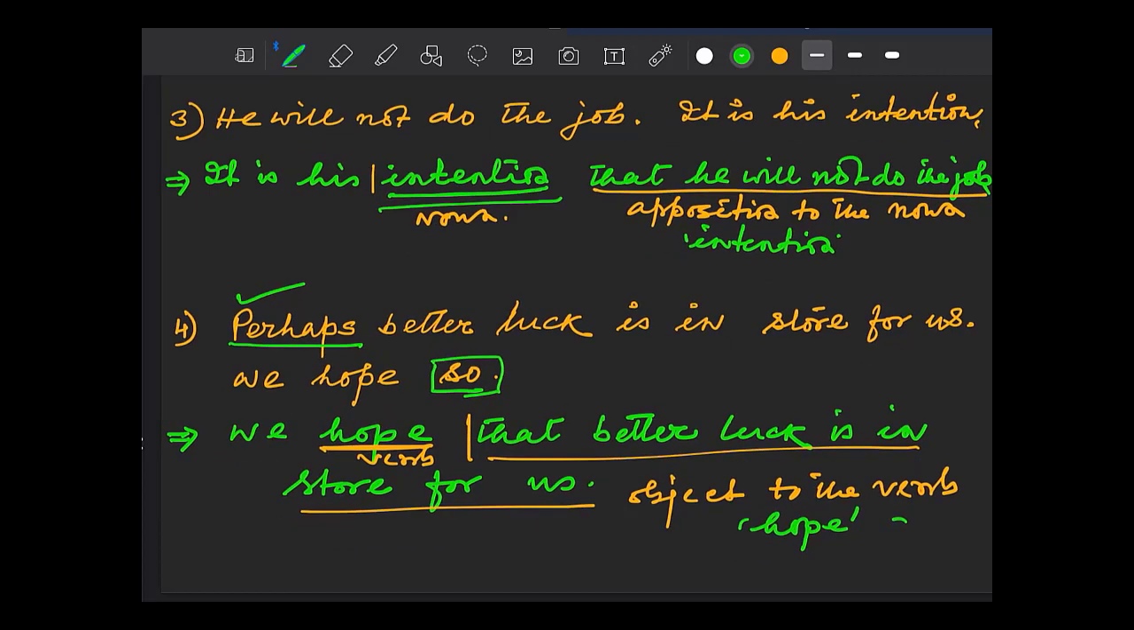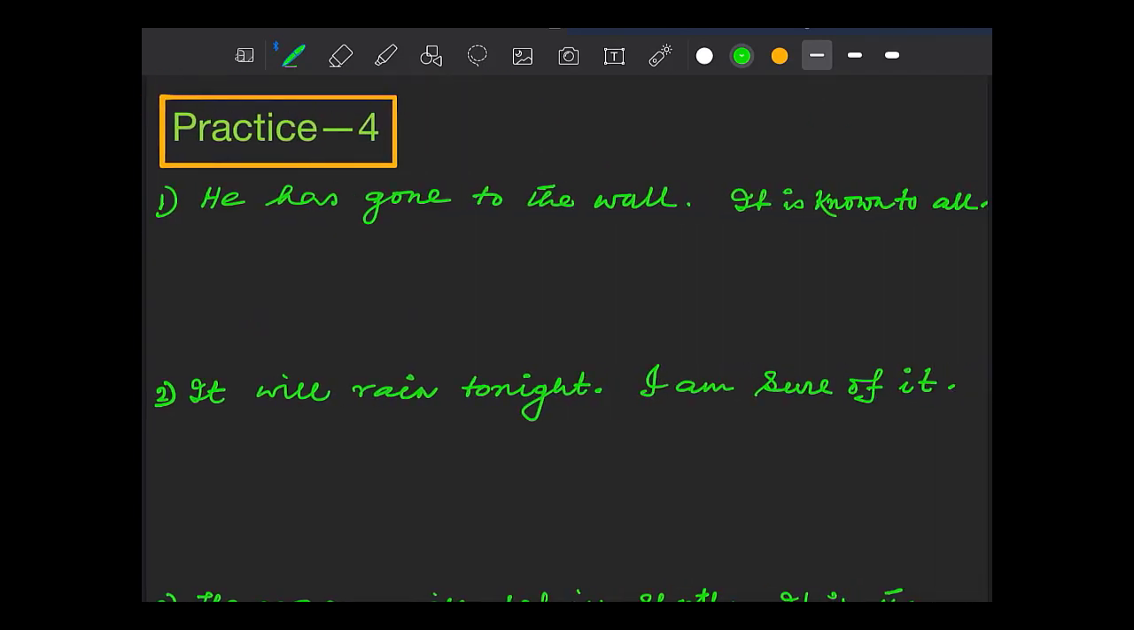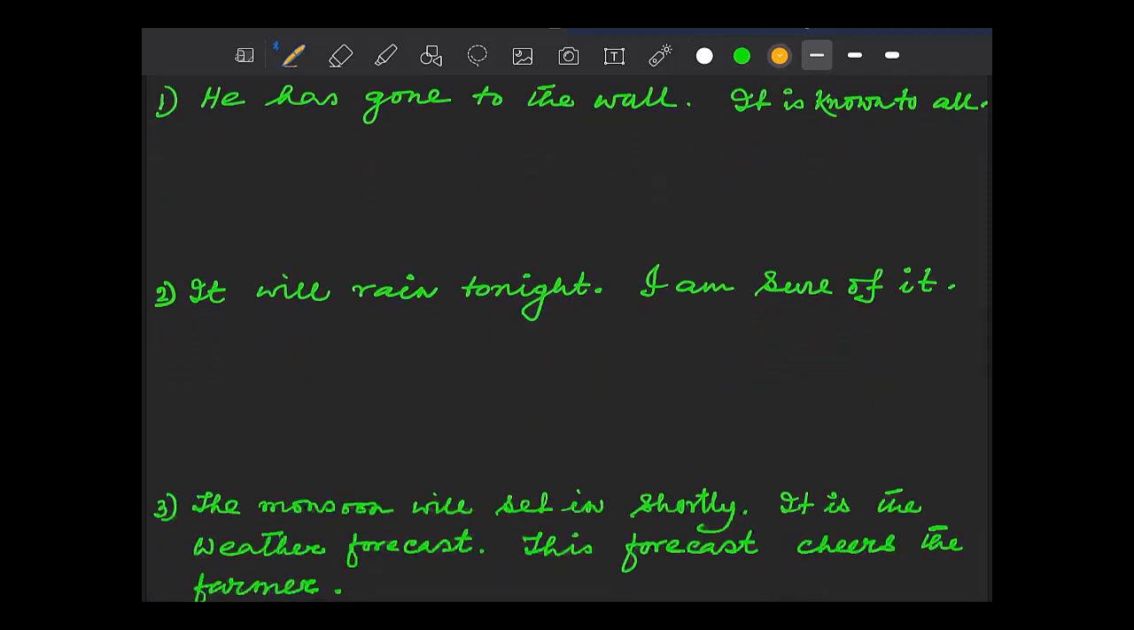Okay, so this is the answer. Now go to the next sheet and see what is there. Here also copy the sentences in your notebook, in your exercise book, and do the works, then check your works with my works. Okay, now see, he has gone to the wall. It is known to all. Number 2, it will rain tonight. I am sure of it.